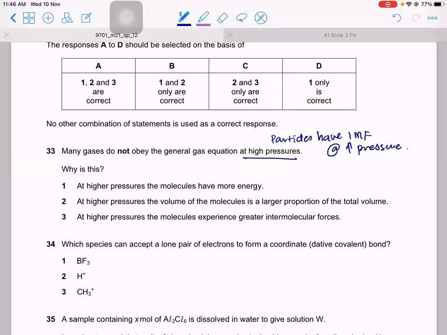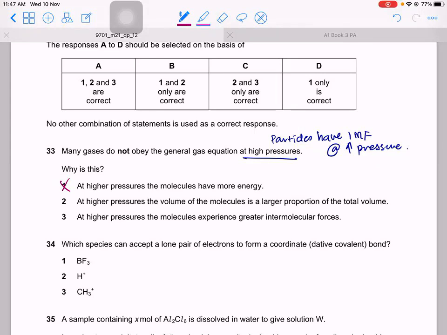At higher pressure, the molecules have more energy. Is that true? The particles will be close together. That's not true. They will not have more energy. They will just be closer together. More energy is when you heat them. When you heat them, you give them heat energy, and they convert it into kinetic energy. Pressure does not increase the kinetic energy. One is wrong, and this is not the reason why they are not ideal.